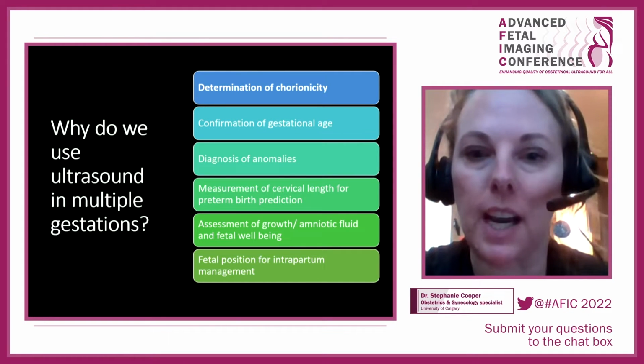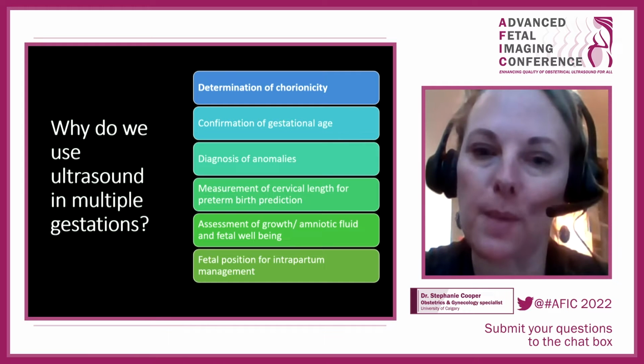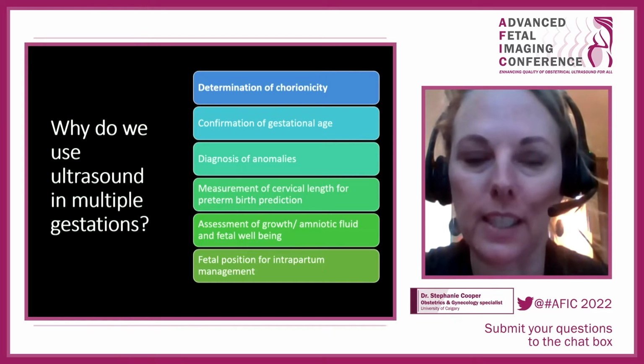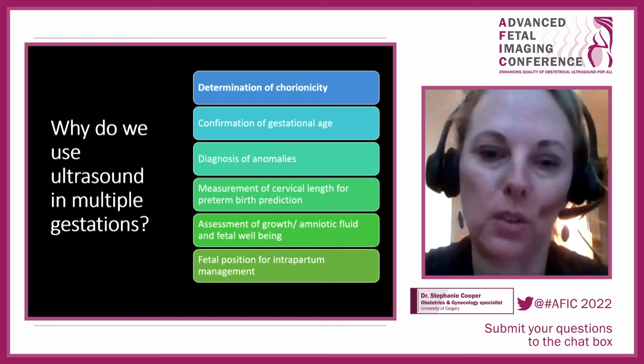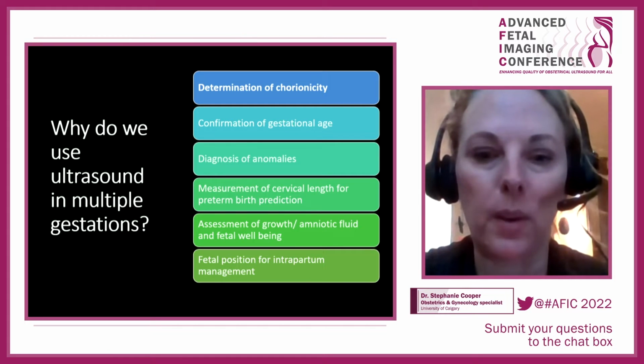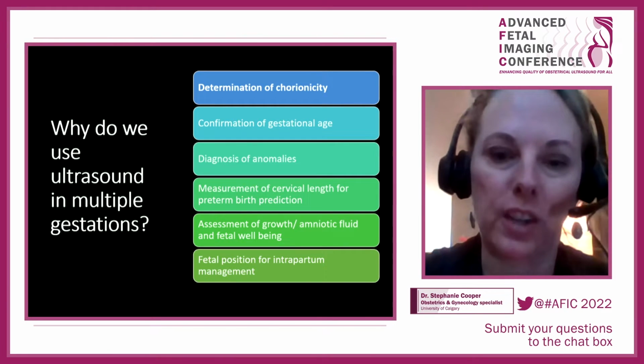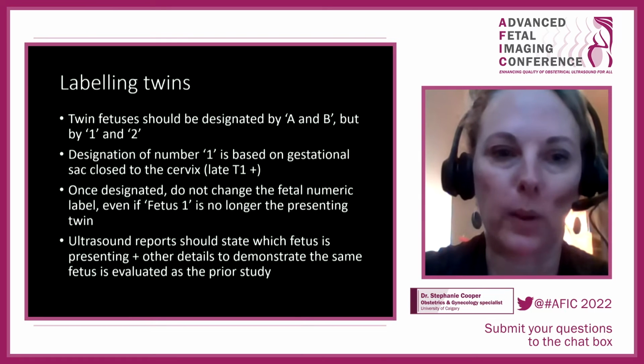Diagnosis of anomalies is as per singletons, but when it comes to monochorionic twins, they're at higher risk of that. Higher risk of preterm birth. Yes, that's probably our biggest issue with twins and triplets and more. So we use cervical length to assess risk. And then later on in pregnancy, assessment of growth, amniotic fluid, and fetal well-being. And then it can also be used to help us manage and plan delivery.